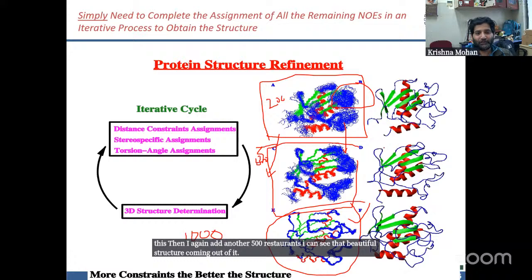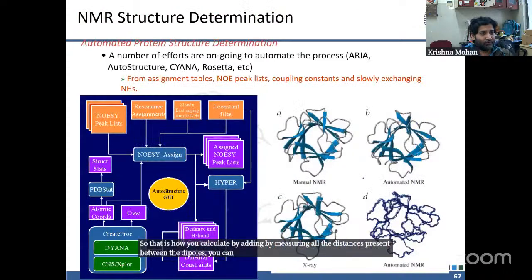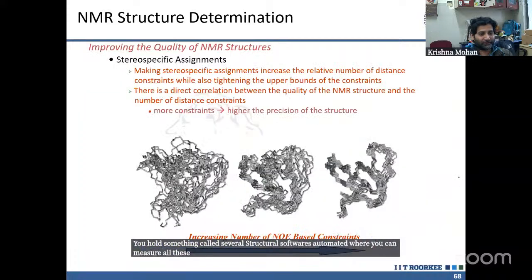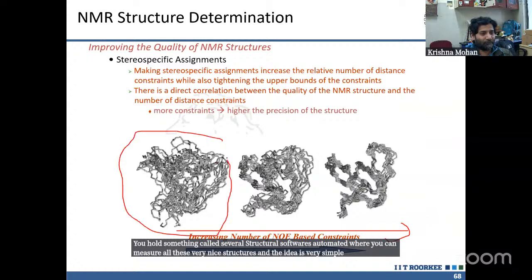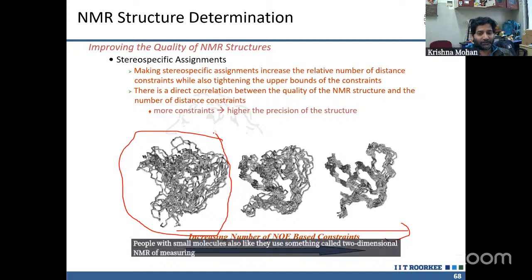That is how you calculate structures, by measuring all the distances between the dipoles. Now there are several automated structural software packages where you can calculate these very nice structures. The idea is very simple. If you have very few structural restraints, people, even with small molecules, use two-dimensional NMR, measuring TOCSY, NOESY, and ROESY to get these distance restraints.